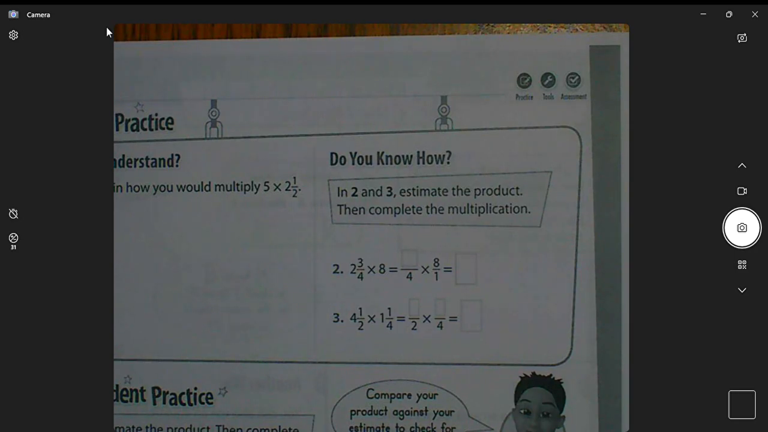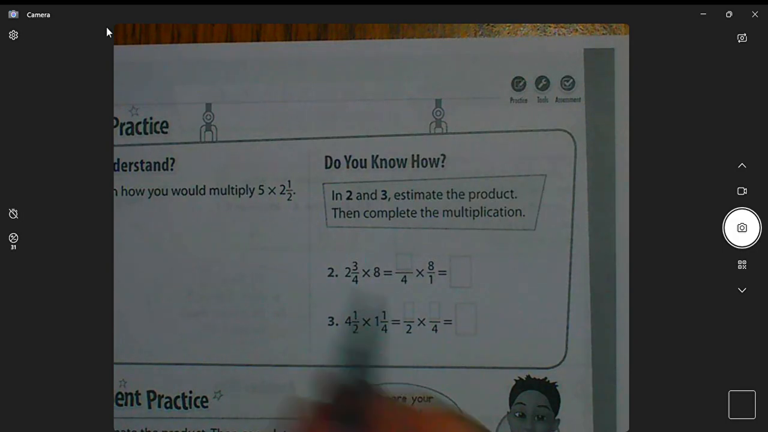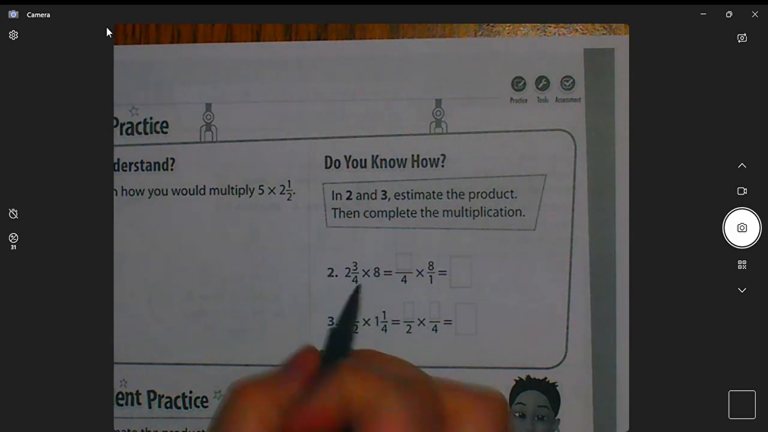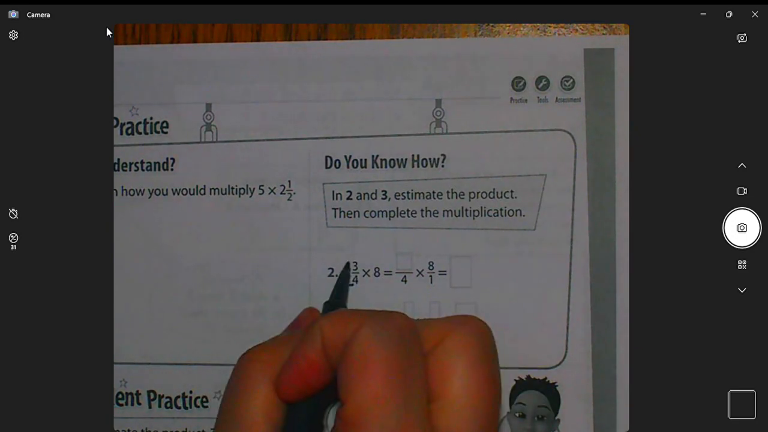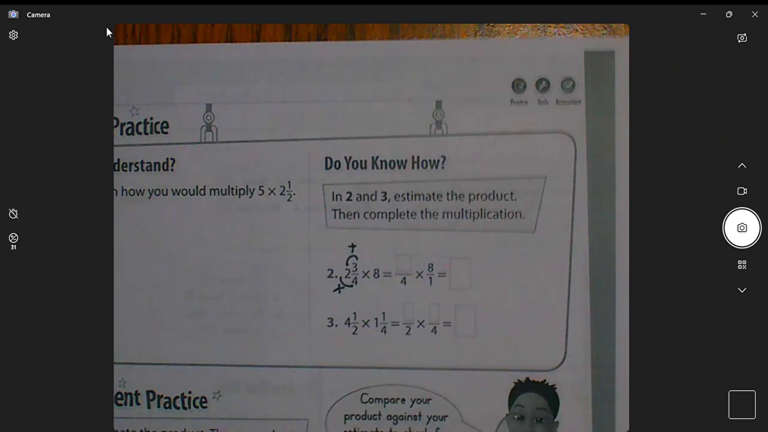So let's look. 2 3/4 times 8. They're telling me it is something fourths. So what I need to do is turn this into a fraction. So I'm going to multiply, then add. What is 2 times 4? Right, 8. 8 plus 3. Right, it's 11.